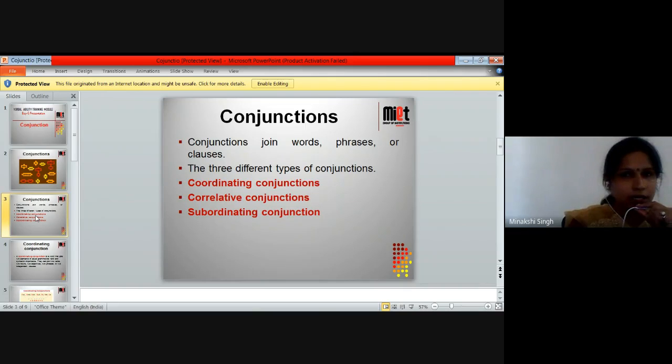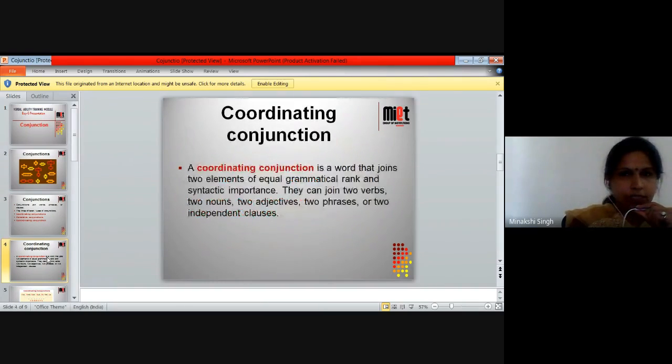Conjunctions का क्या task है? Conjunction words को, phrases को या clauses को join करती है. So now we have three types of conjunctions, and these three types are coordinating conjunctions, correlative conjunction, and subordinating conjunction. So students, we will learn about coordinating conjunction first.